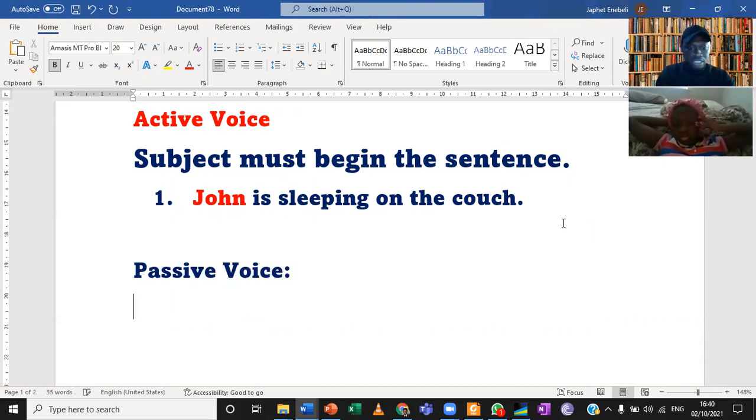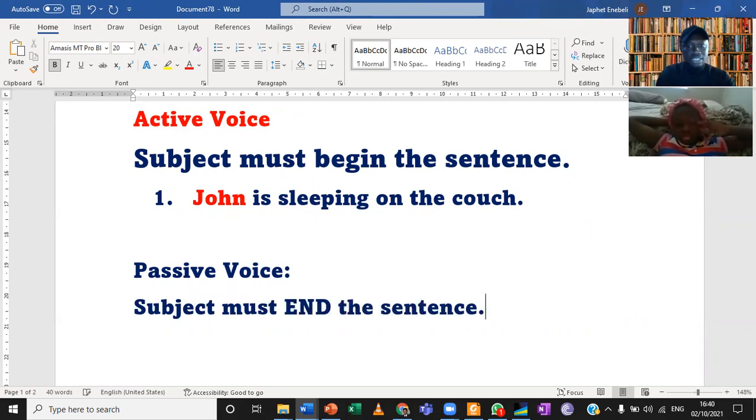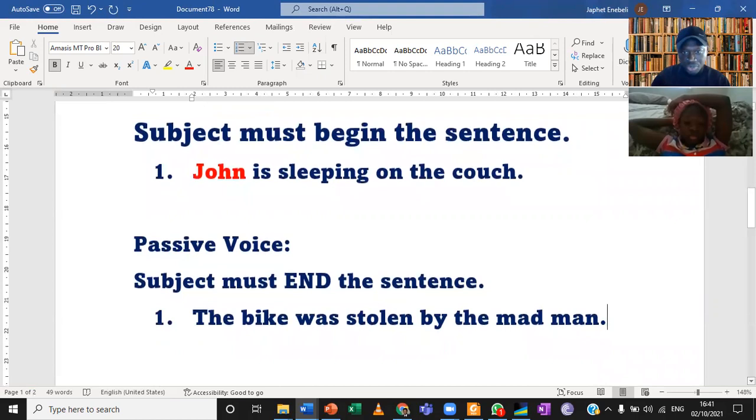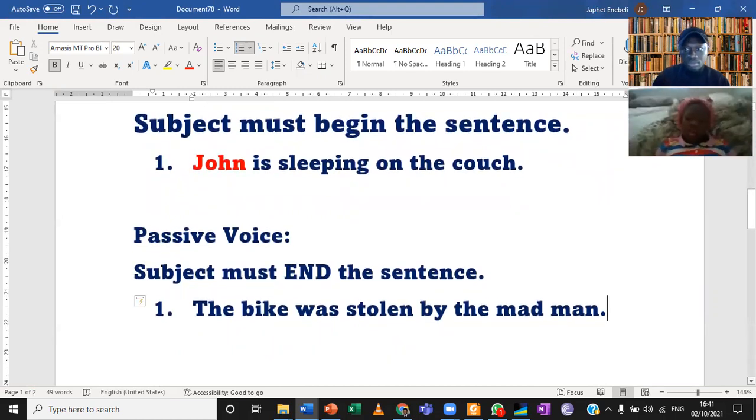Passive voice. The subject must end the sentence. Sometimes it can even be left out. Okay, can you read what you have on the screen, please? The bike was stolen by the madman. So what is the subject here?